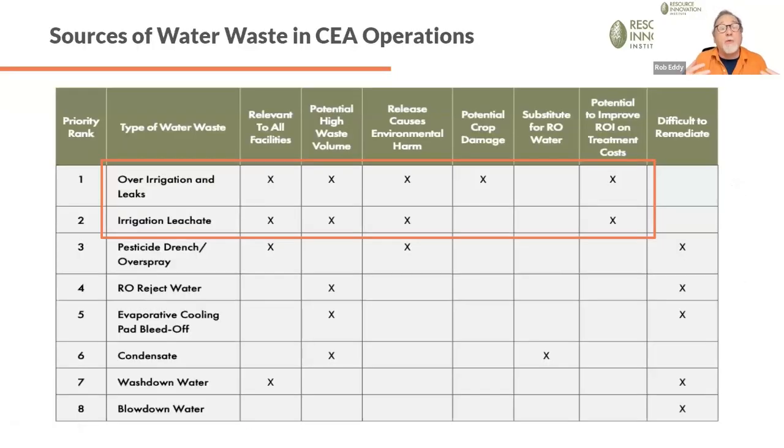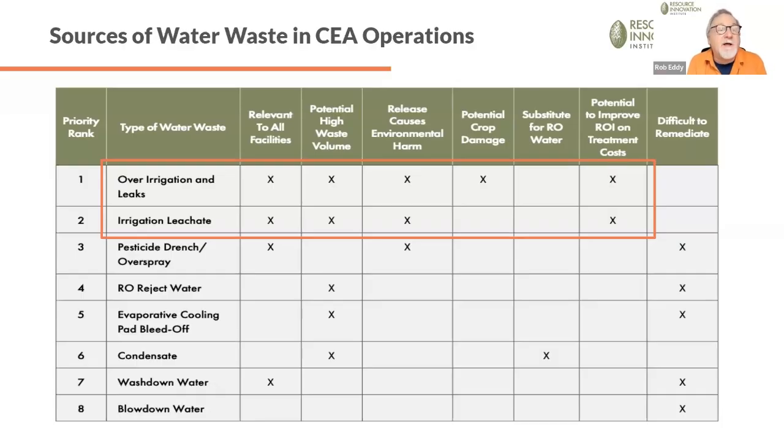Given that, when we suggest which types of water waste you should prioritize, we tend to lean towards wherever you've got fertilizer water that's being wasted or overused. Let's tackle that, because that's where you're going to get a lot of money savings.